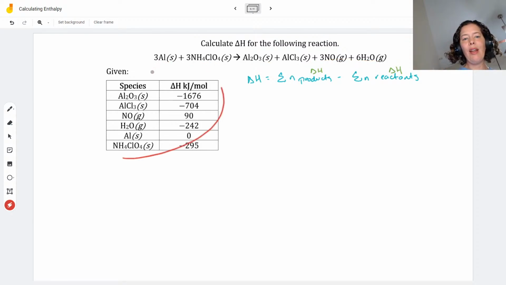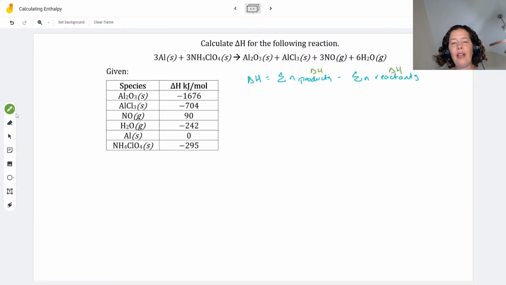Now for this problem, we've got a simplified table to look at, so it's going to be pretty easy to find our products minus reactants. All right, so let's actually do this sum. Here are all my products, and what I'll do is write down my delta H's for each, and then I like to cross it off on my reaction to make sure that I get everything. Oh, and let me switch back to blue. So for my products, my first product is Al2O3.